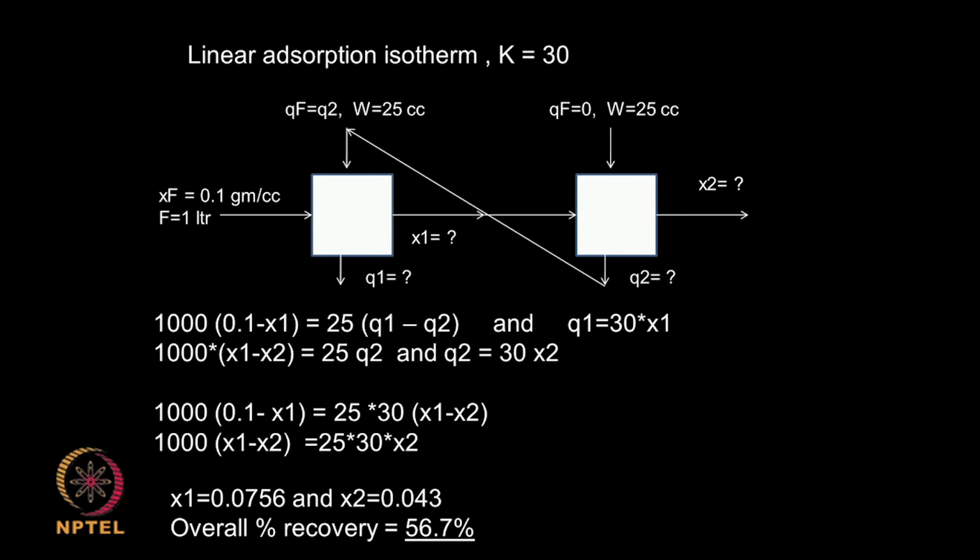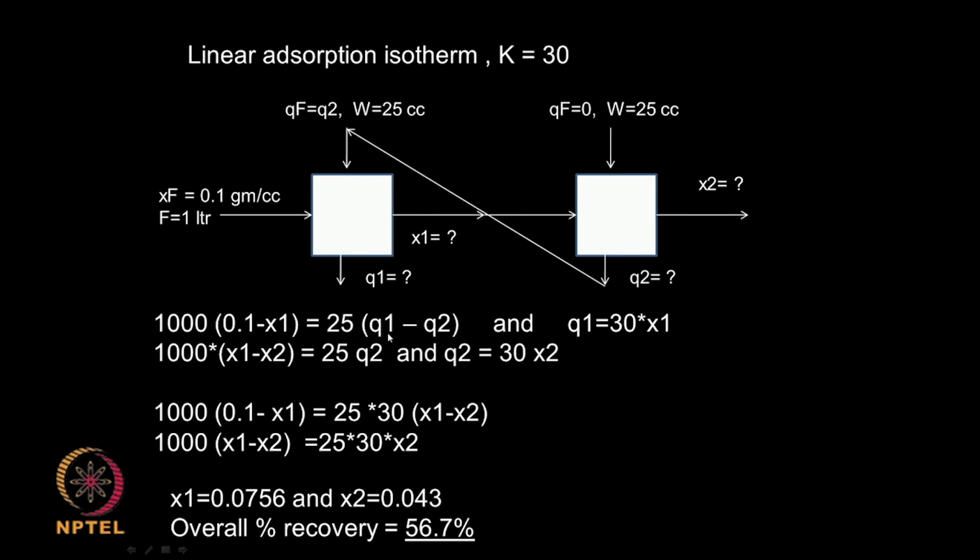So you see I have reduced the adsorbent by half and, instead of 65, I come down to about 57. So if the cost of the adsorbent is very high, I would have saved quite a lot of cost, I would have reduced the expenses by half. So this is very important.